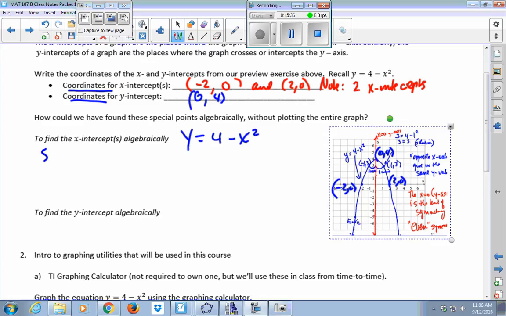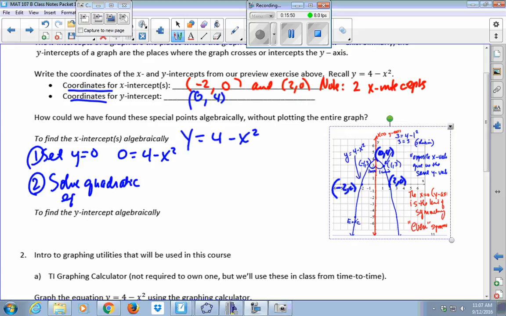So I set y equal to 0. That's the first thing I do. And I get 0 equals 4 minus x squared. And now I have to figure out how to solve this quadratic equation, this baby quadratic equation. I don't know why I'm calling it a baby. Maybe because it doesn't have all 3 terms in it. It has your squared term and it has your constant term.